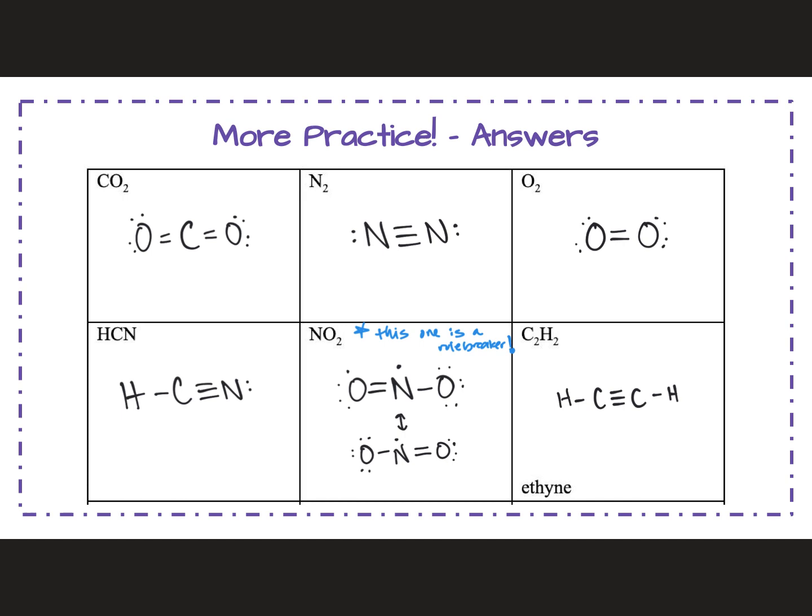Here are some of the answers to that practice set. Notice that we've got an exception here in nitrogen dioxide. So nitrogen dioxide has a 1 weird electron that kind of just hangs out. We call that a free radical, so it's an electron that's unpaired. It's one of our weird exceptions.